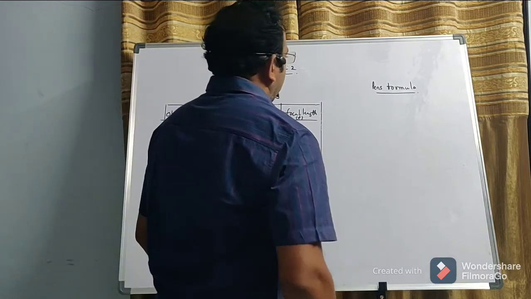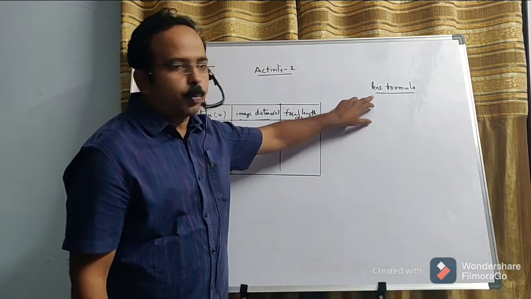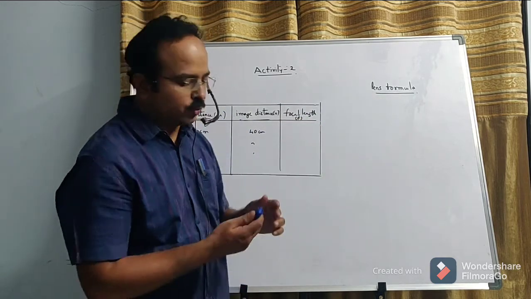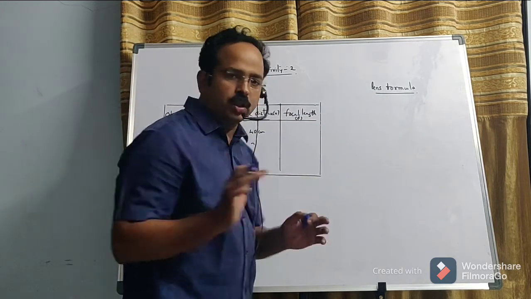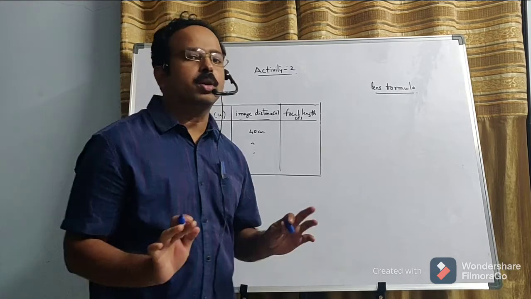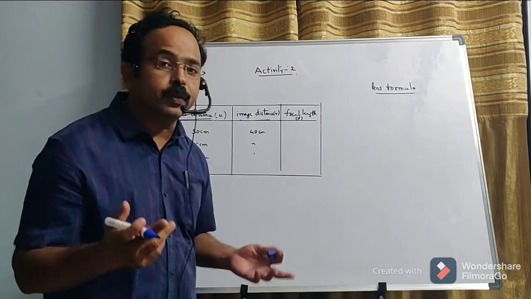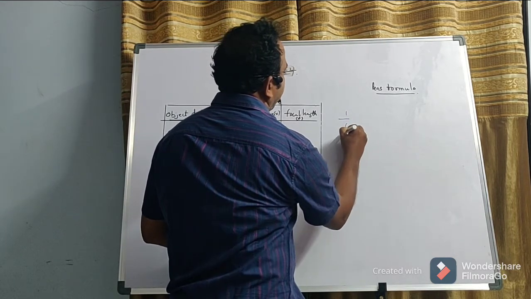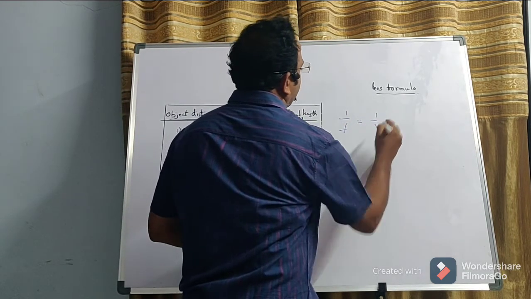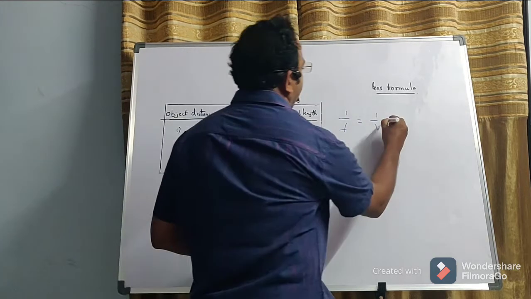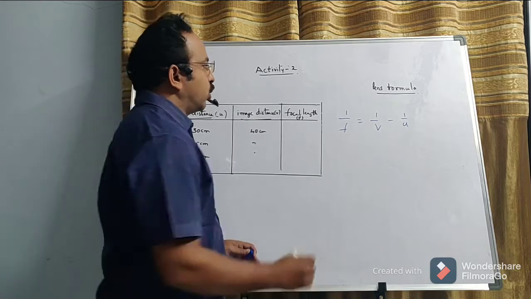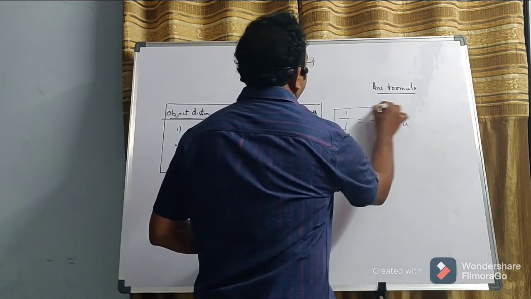Now, another important point about the lens is the lens formula. What is this lens formula? It is given very directly. Derivation is not included in our textbook. If you want the derivation, I will show it completely in another video. The lens formula is 1 by f is equal to 1 by v minus 1 by u. Are you getting the point here? This is called the lens formula. Very, very important.